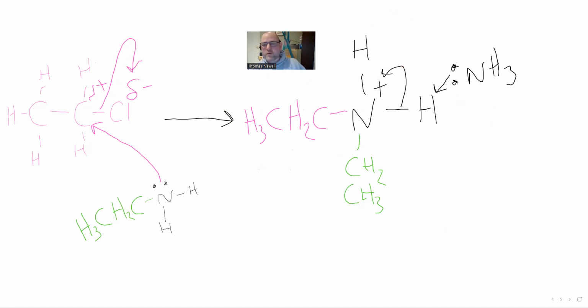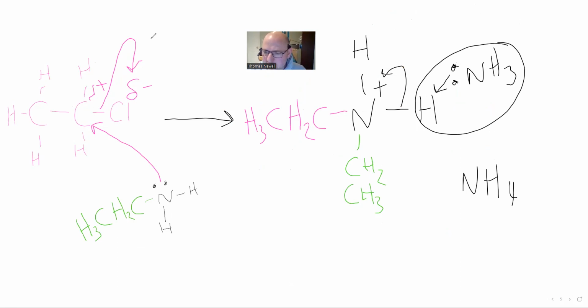the next horrific product, which is going to be diethylamine. And this little NH group here is going to form NH4 plus, and this is going to join with our pink chloride ion, and we're going to get ammonium chloride like that. So yeah, and then we're going to have diethylamine.